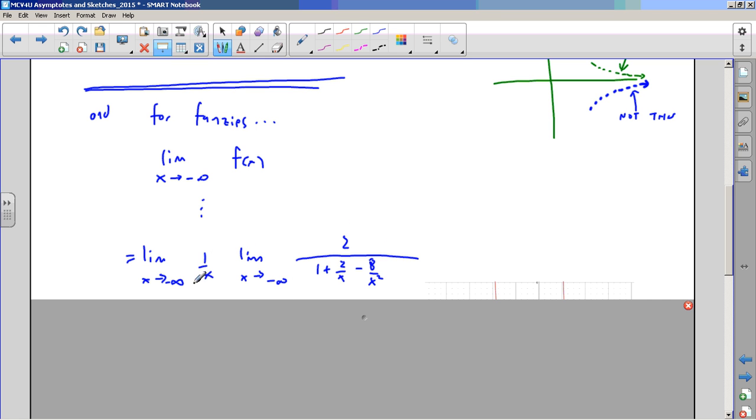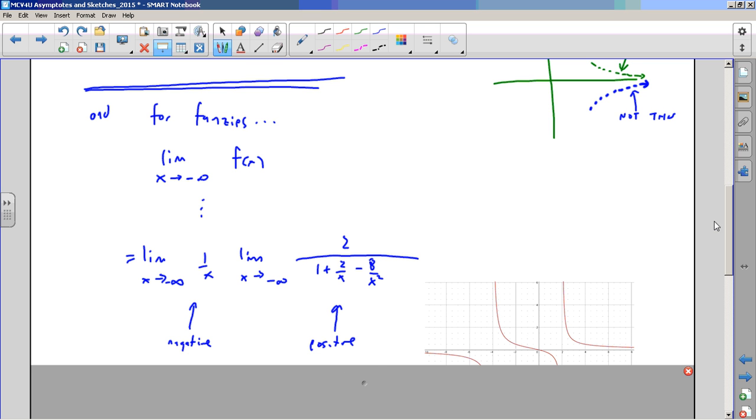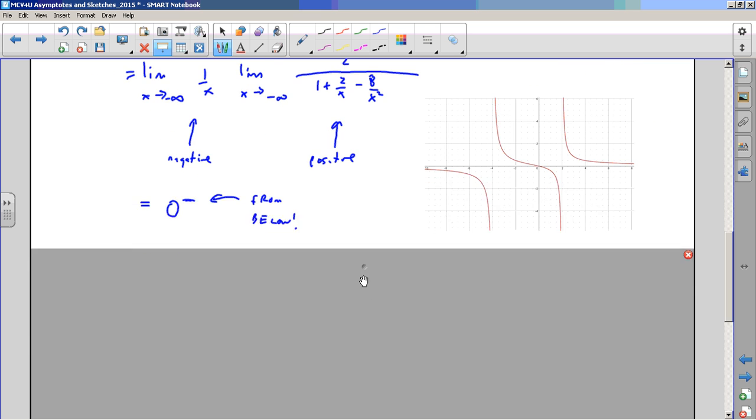But what do I have over here? I've got 1 over a negative number. That means this part's going to be negative. So I have negative times about 2, negative times a positive. It's going to go towards 0, but from below, because it's a negative number. And there's the Desmos graph. I see that. It goes closer to the horizontal asymptote of y equals 0 from below. And on the right side, from above.